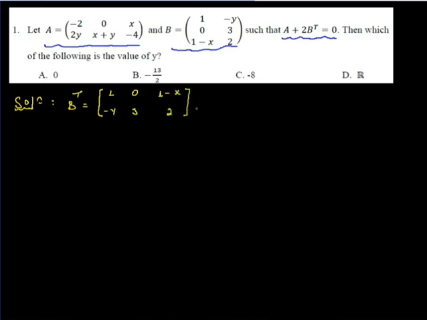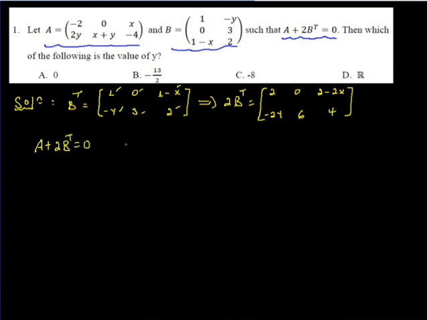This is B transpose. So 2 times B transpose means multiplying every entry of the transpose of matrix B. So this is 2, 0, 2 minus 2x, minus 2y, 6, 4. You multiply every entry by 2, okay? This all will be multiplied by 2. So this is 2 B transpose.